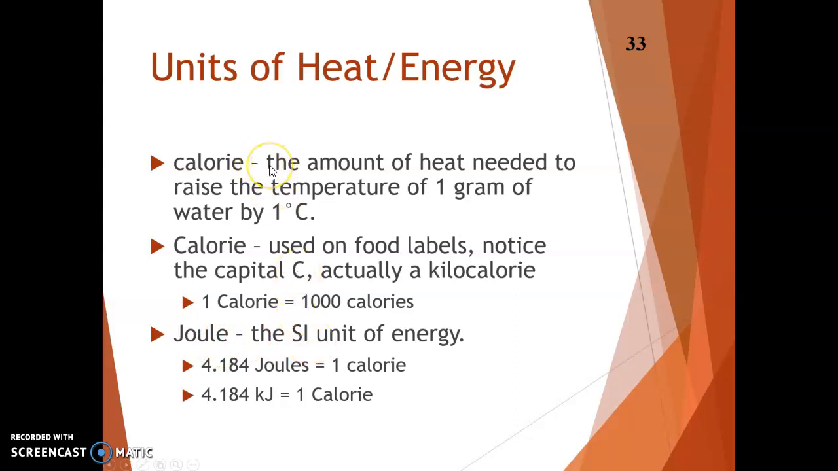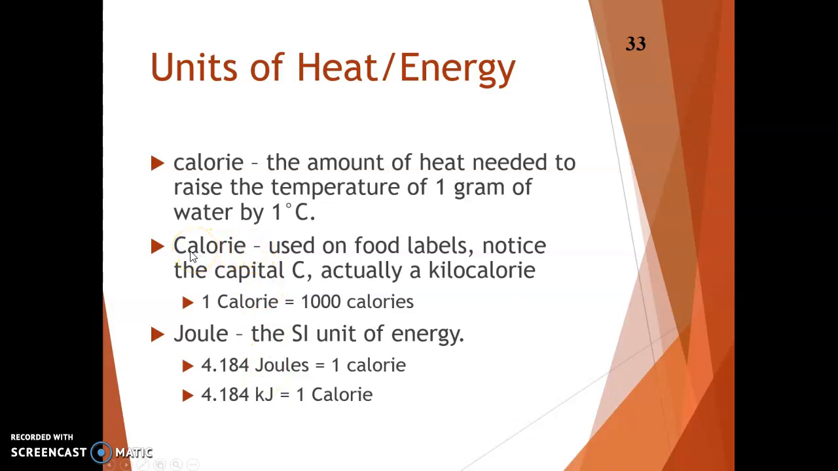A calorie is a measure of heat or energy, and it is defined as the amount of heat that it takes to raise the temperature of 1 gram of water by 1 degree Celsius. That amount is equal to 4.184 joules.